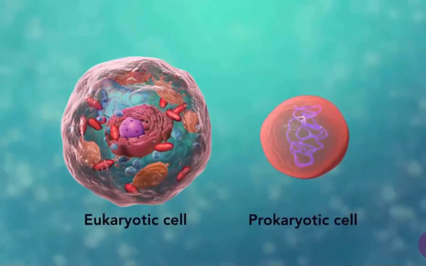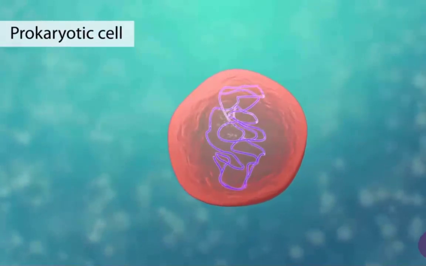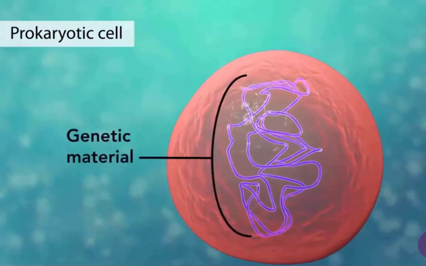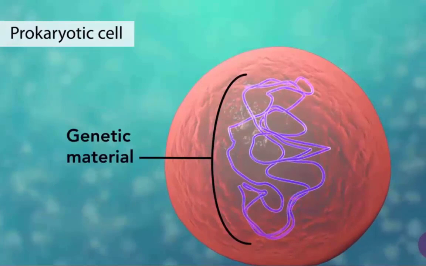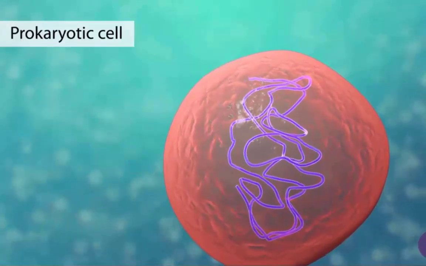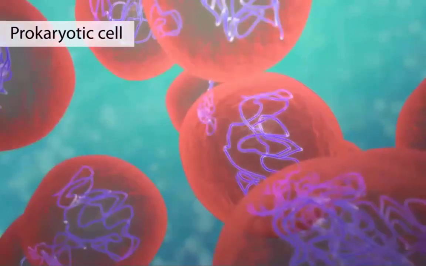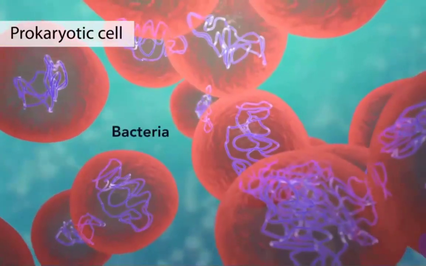In comparison, prokaryotic cells have a more primitive cell shape. They do have DNA, the genetic information, but they don't have a separate nuclear structure, so the DNA is spread out in the cell. Compared to eukaryotic cells, prokaryotic cells have a much simpler structure, and most of the unicellular organisms, such as bacteria, belong to prokaryotic cells.